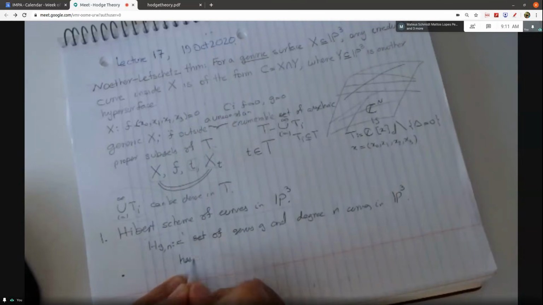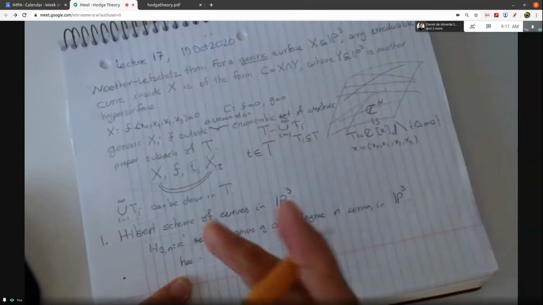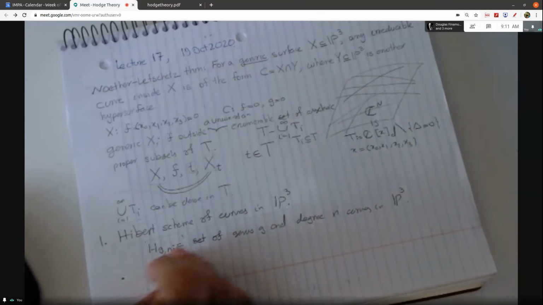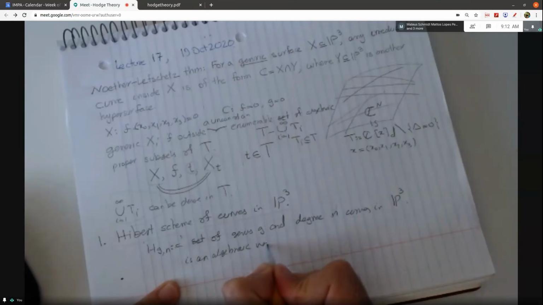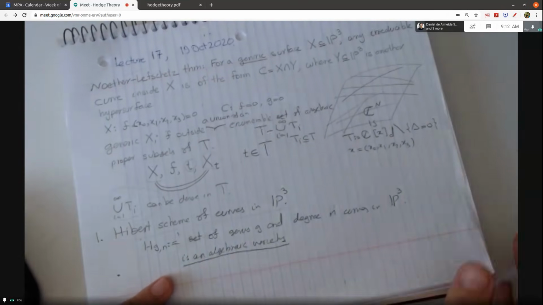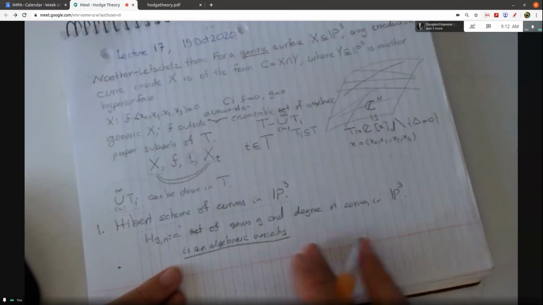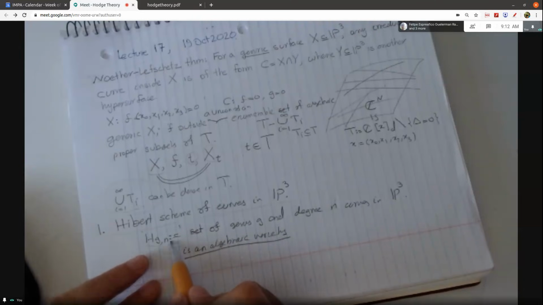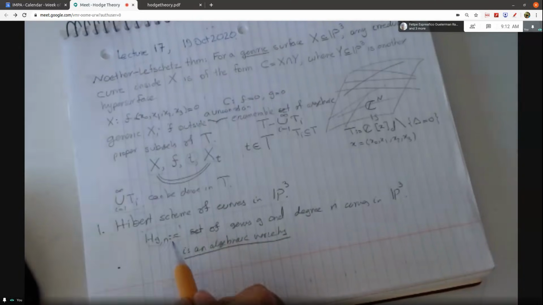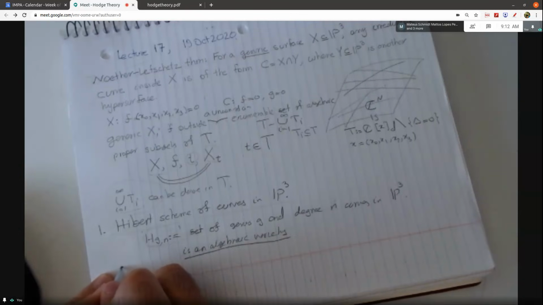So the first idea is that this H_{g,n} has the structure of an algebraic variety. One has to explain what this means, because here we understand it as a set, but I say that you can look at H_{g,n} as a variety, and it means that it is given by polynomial equations.